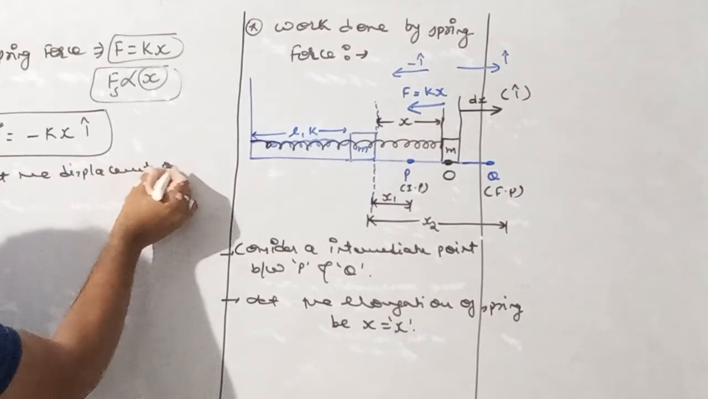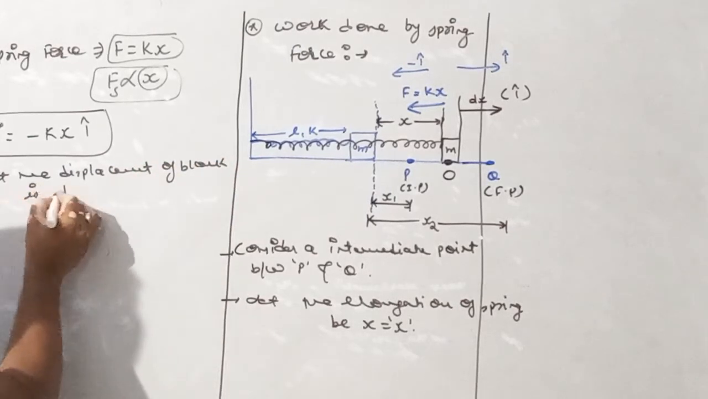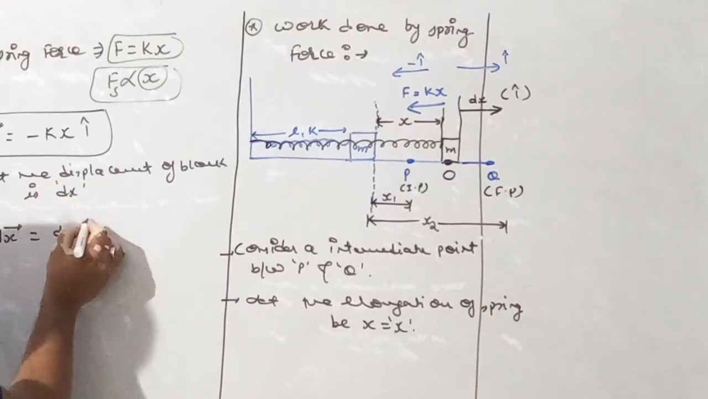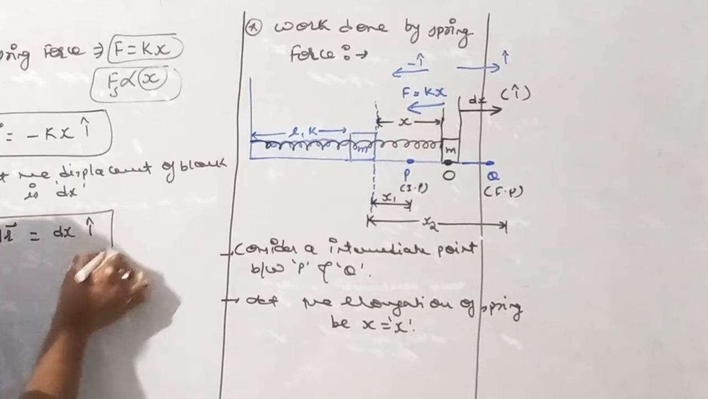So let the displacement of the block be dx. So I am writing dx vector is equal to dx i cap, or we can say dr vector, the displacement vector, is dx i cap.